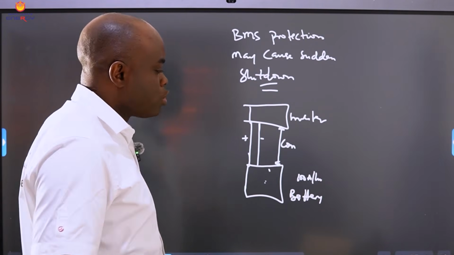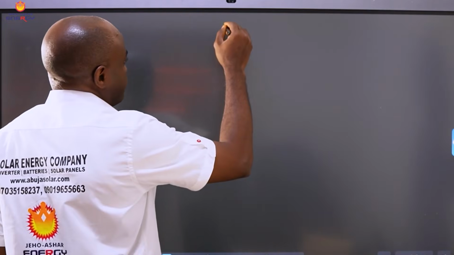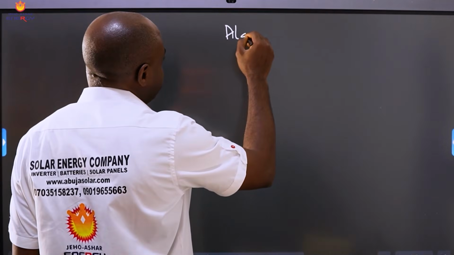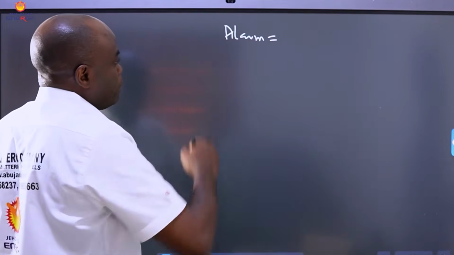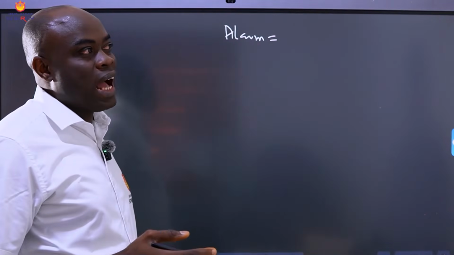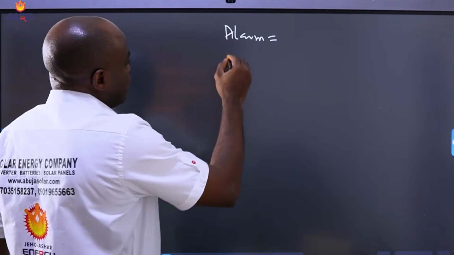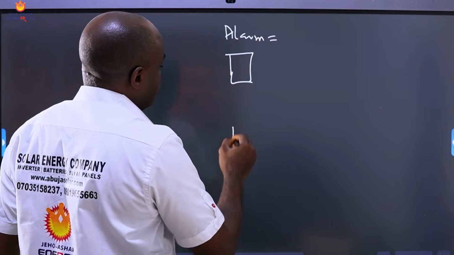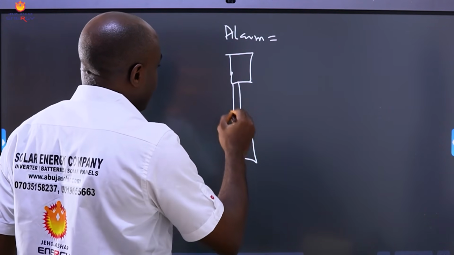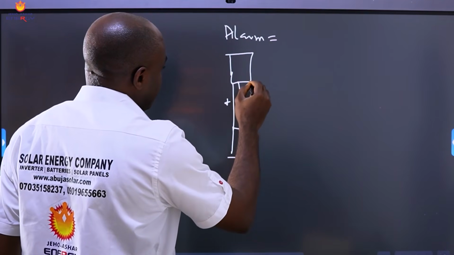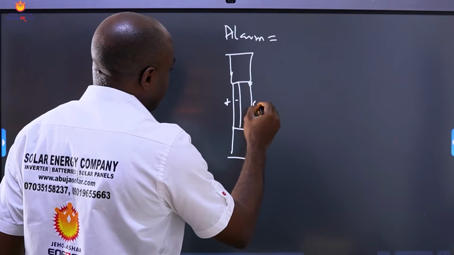Also, your BMS also has an alarm. An alarm will be sent. So on this part of alarm, I'll give us a practical example. If you have your inverter on your site and you have your lithium battery, this is your power cable, positive and negative, and this is your communication cable, COM cable.